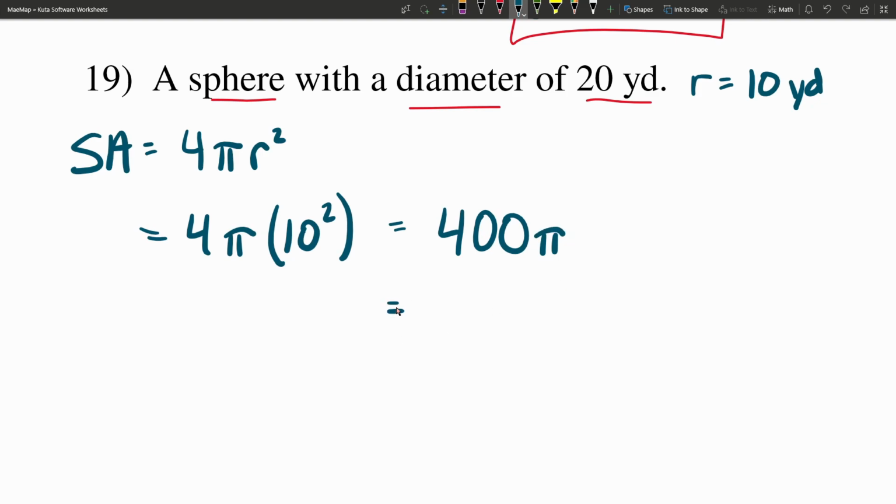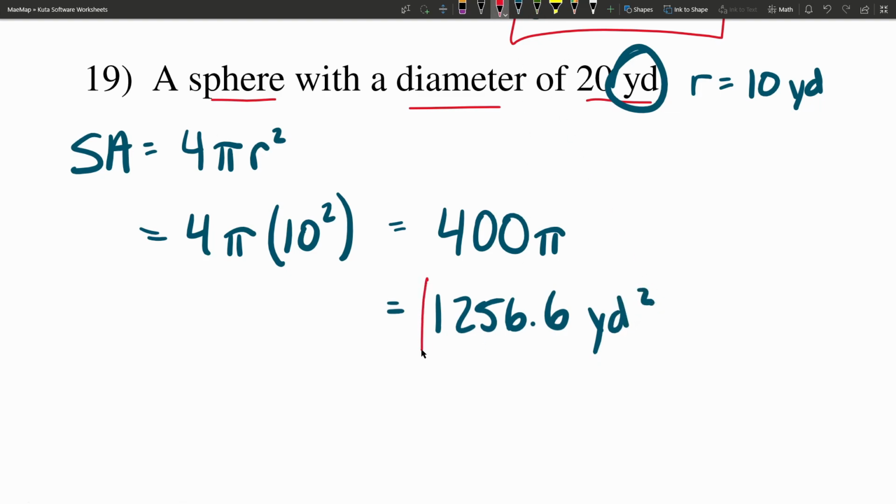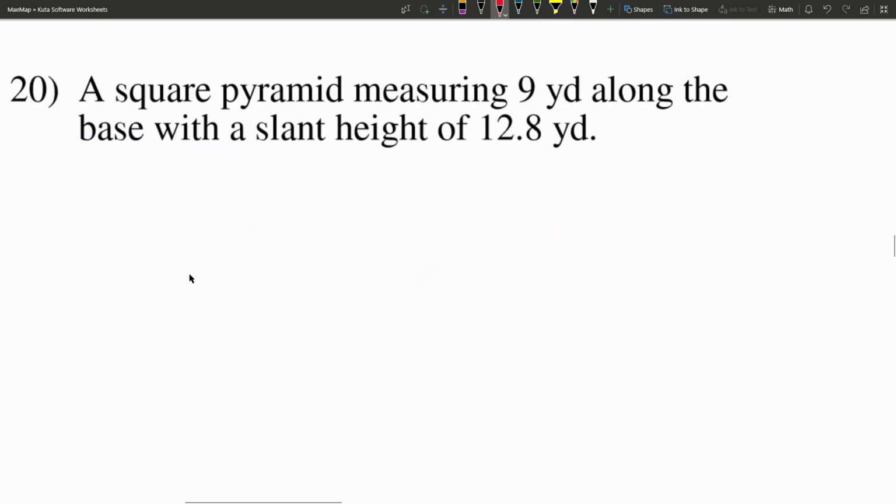And when we multiply that out on our calculators, 400 times pi is approximately 1,256.6. So 1,256.6 yards squared for our surface area in number 19. Finally, on to our last problem, number 20.